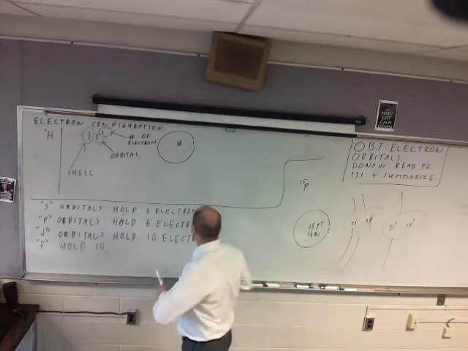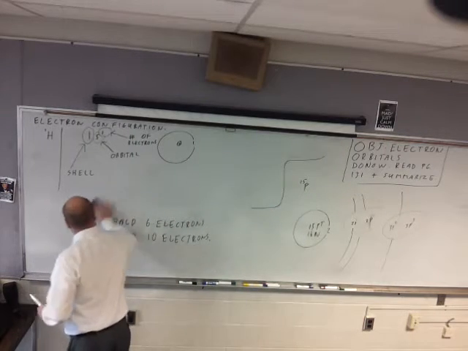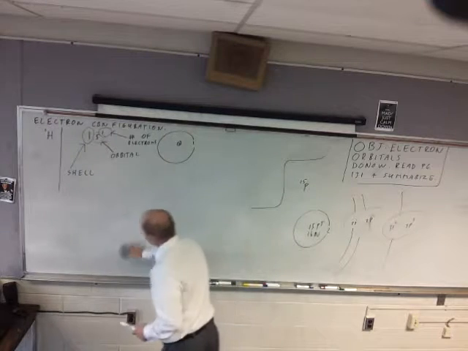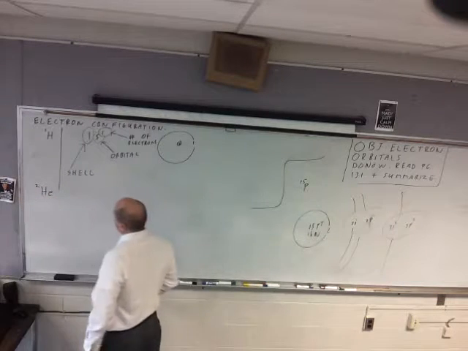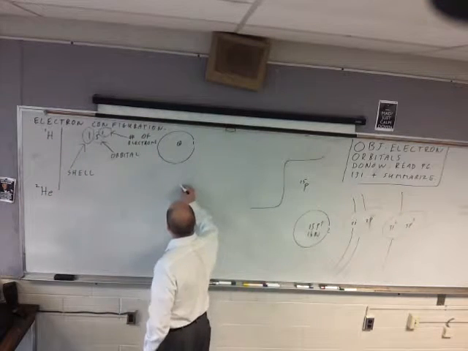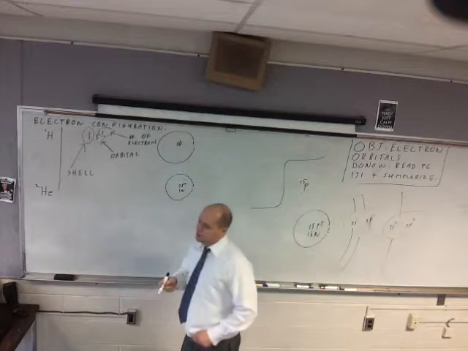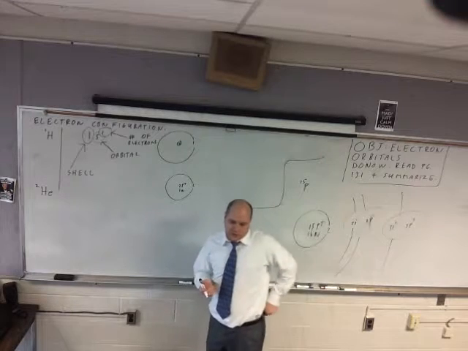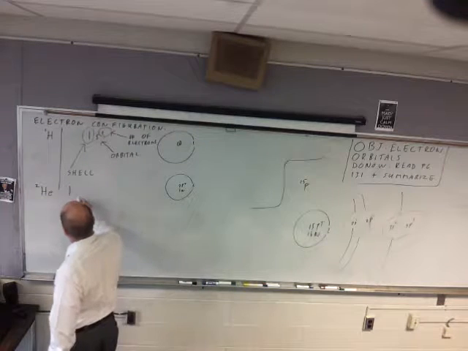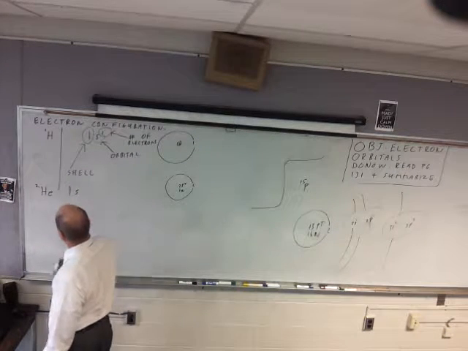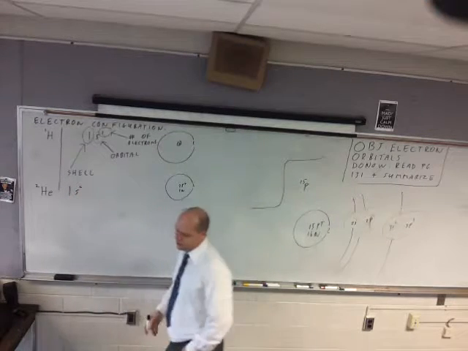Okay. Let's do a bunch more of these now. Let's do helium. So helium, 2 protons, 2 neutrons, 2 electrons right there. So what am I going to write for the electron configuration for helium? Right, 1s2. 2 electrons in the s orbital of the first shell.